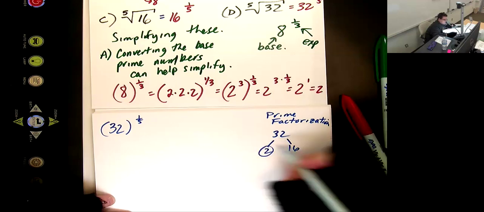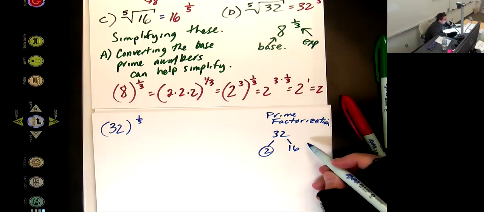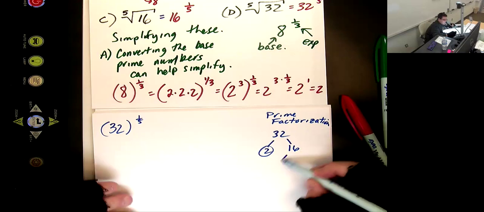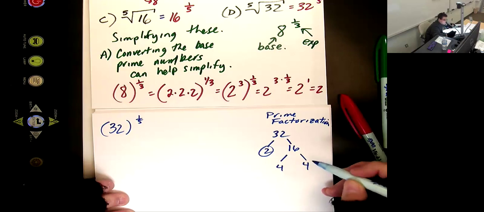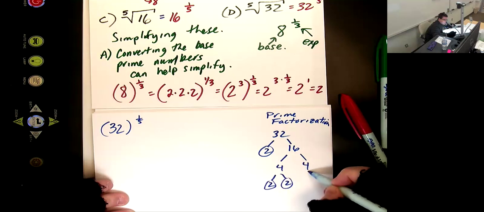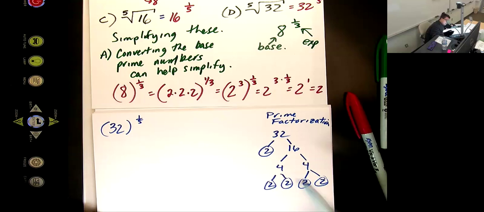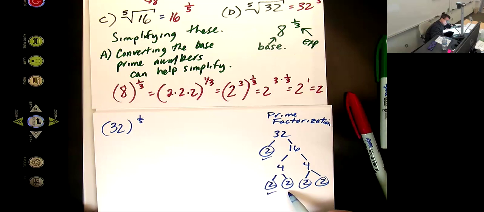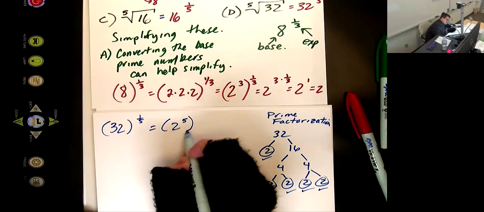2 is a prime number. What about 16? Does it break down further? Can I divide it by any number? Yeah, this turns into a 4 times 4. Can I break down a 4? 4 breaks down to a 2, and 2 is prime. And so I have 1, 2, 3, 4, 5 2s in there. This is 2 to the 5th power.